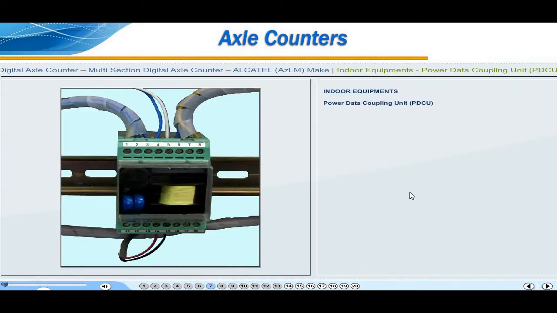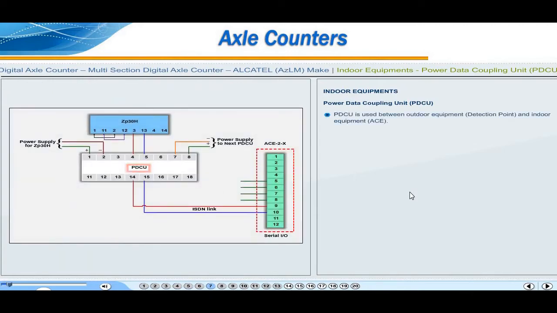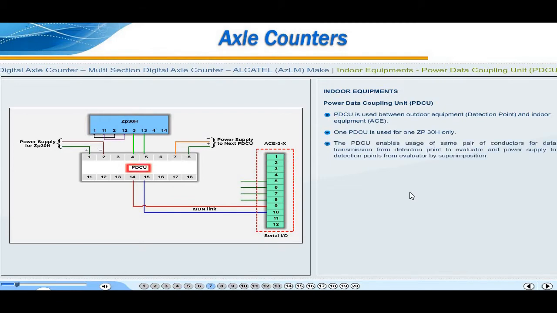Indoor equipment, power data coupling unit, that is PDCU. PDCU is used between outdoor equipment, that is detection point, and indoor equipment, that is ACE. One PDCU is used for one EZP30H only. The PDCU enables usage of the same pair of conductors for data transmission from detection point to evaluator and power supply to detection points from evaluator by superimposition.